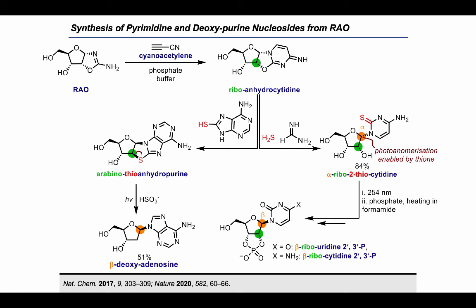However, the thiocytidine formed from the thiolysis of riboanhydrocytidine is the alpha anomer. So in order to form the natural nucleoside, we need a method of isomerization at the 1' carbon. Whilst this anomerization is hard with the natural nucleobase, it was found that the thione enables this anomerization to the beta anomer in the presence of 254 nanometer light.